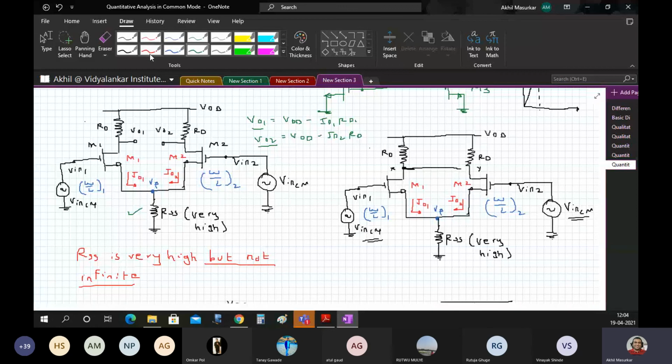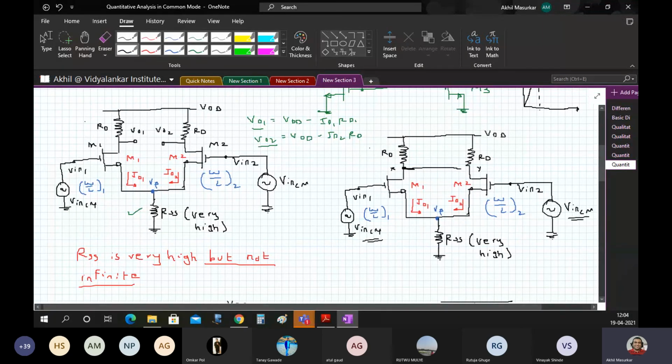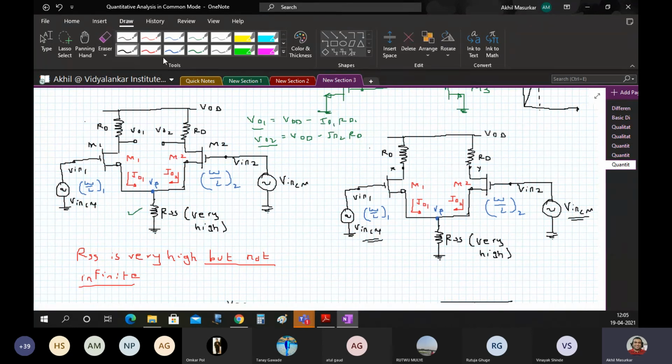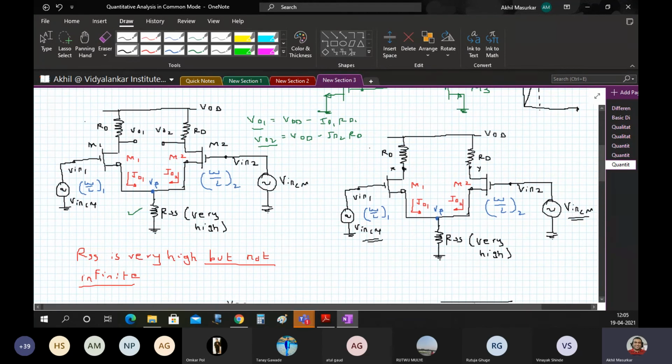V01 is equal to V02 means what? They are at the same potential, and if two points are at the same potential, then we can simply show them connected by a wire, which I did here. This is not an actual wire, there is no wire like this, but they are at the same potential. So we can imagine that they are like this.